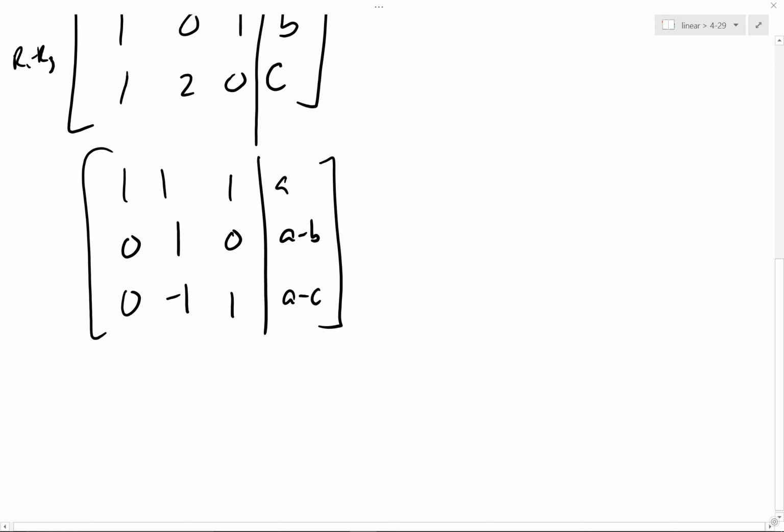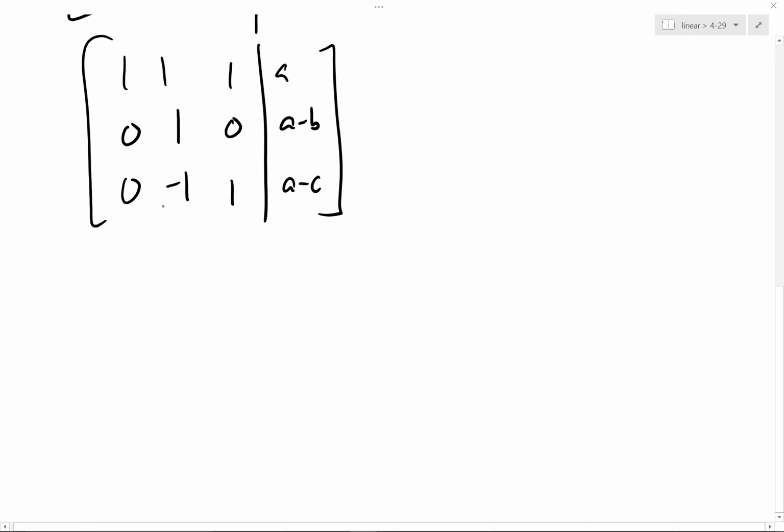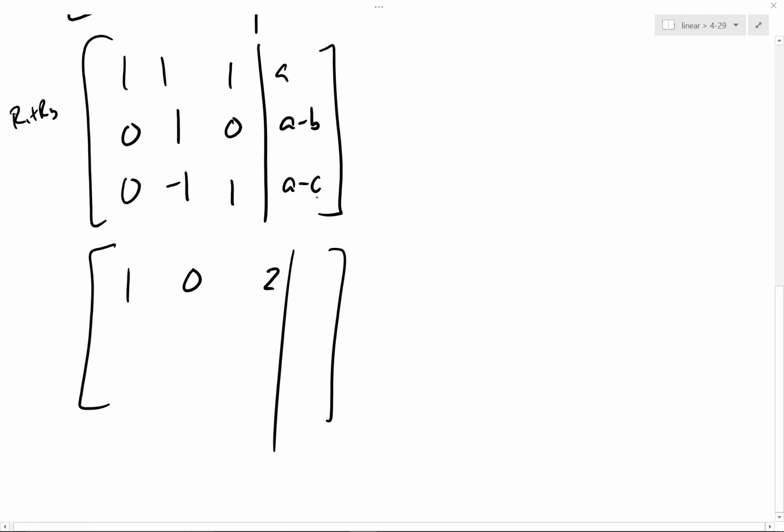Okay, now let's keep reducing, shall we? So we do row 1 plus row 3. That'd get rid of that, so that would give us 1 plus 0 is 1, 1 plus negative 1 is 0, 1 plus 1 is 2, and then A plus C, A minus 2A minus C. Okay?